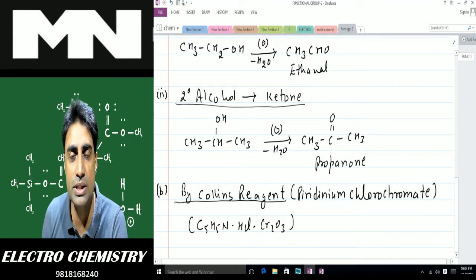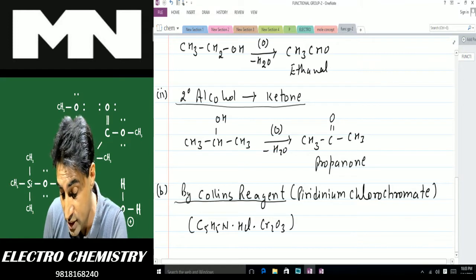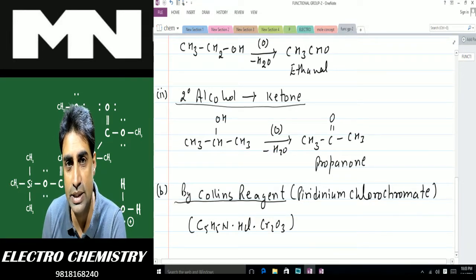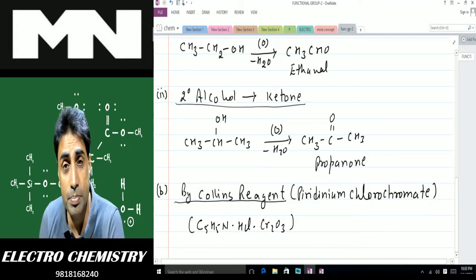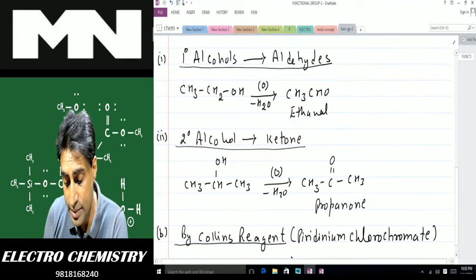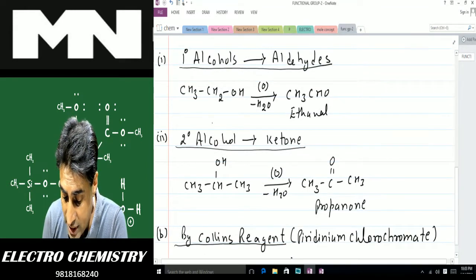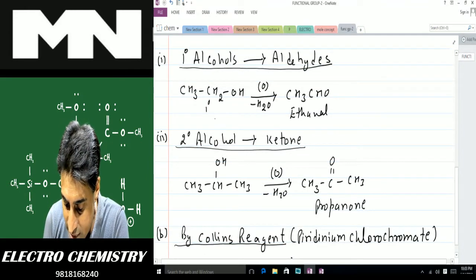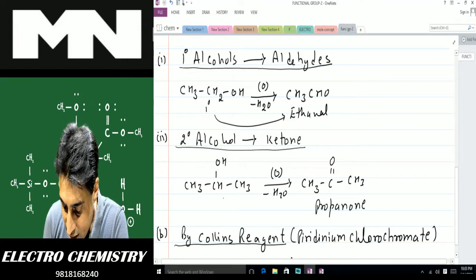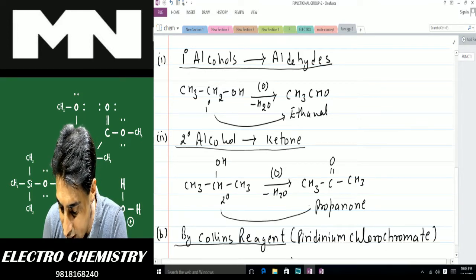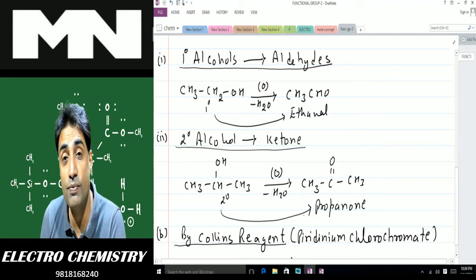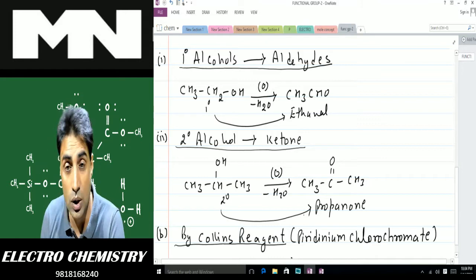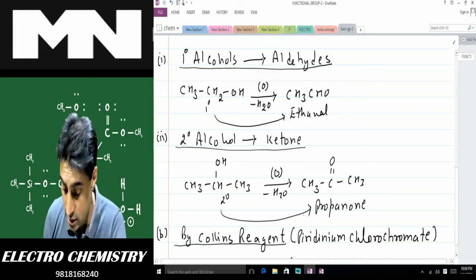So it will have pyridine. When it reacts with HCl, it will form pyridinium chloride. So pyridinium chlorochromate means you have got chromic oxide, which is actually the oxidizing agent, a weak oxidizing agent. If you oxidize alcohol by PCC, the same reaction will occur. That is, primary alcohol will give you aldehyde and secondary alcohol will give you ketone. The only thing is the reaction will not proceed further to carboxylic acid. So the oxidation will stop only at aldehyde and ketone.